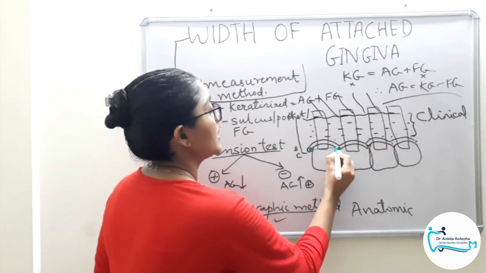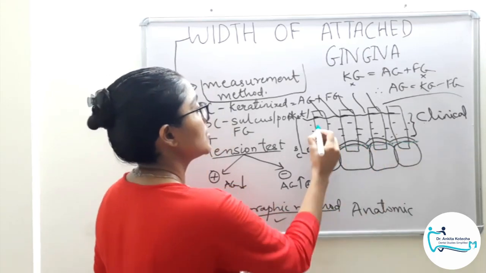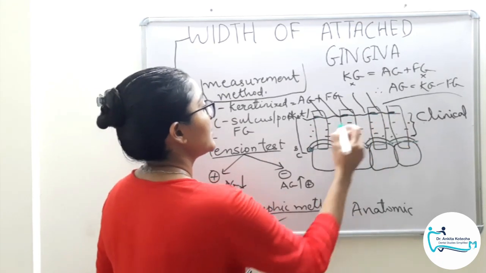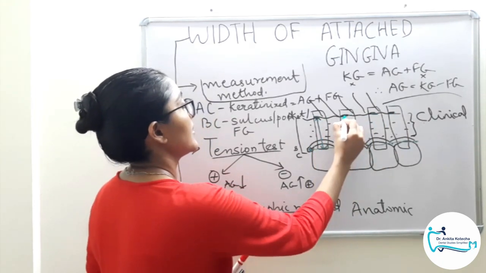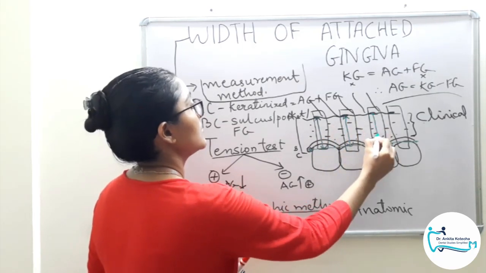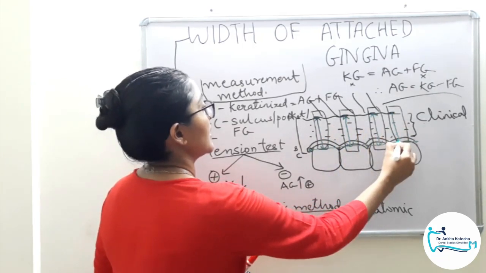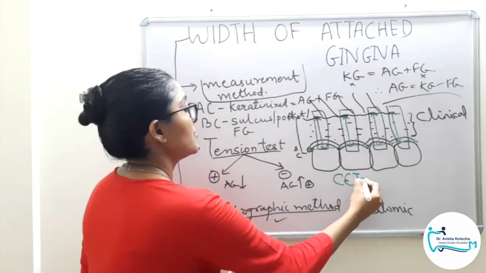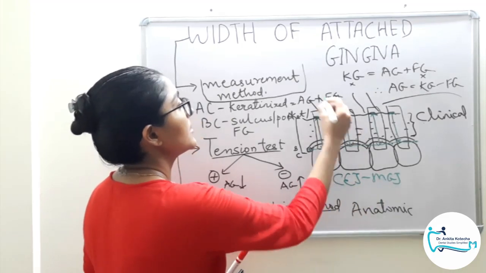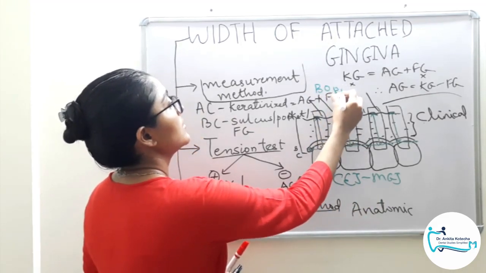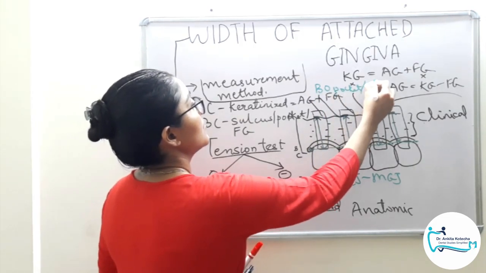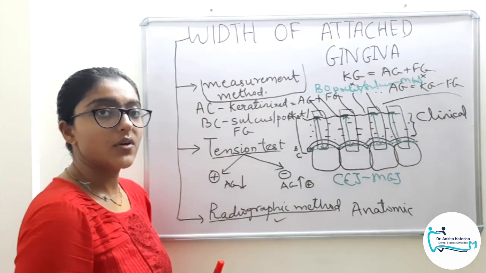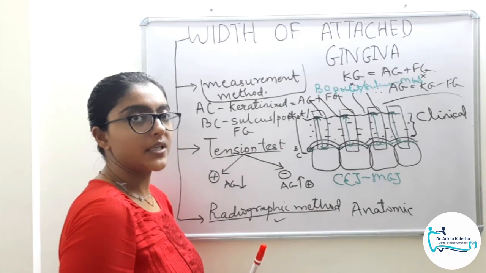So on the radiograph they draw a line connecting all the CEJ, and on radiograph we get this radio opaque wire pieces and then they assess this distance. That is why this width of attached gingiva is called anatomic width of attached gingiva, from the CEJ to the mucogingival junction, whereas here it was base of the pocket or sulcus to mucogingival junction. This is the difference between clinical width of attached gingiva and anatomic width of attached gingiva.